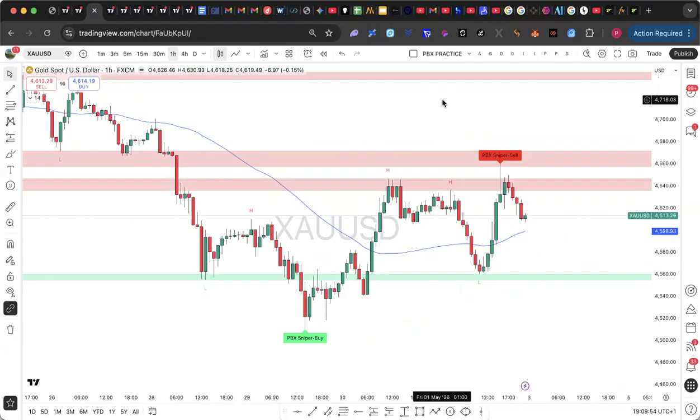So the first thing is, where should I enter from and where should I sell to? At what price should I sell? At what price should I buy? Because the scanner gives you buy and sell. So how do I actually take this trade?